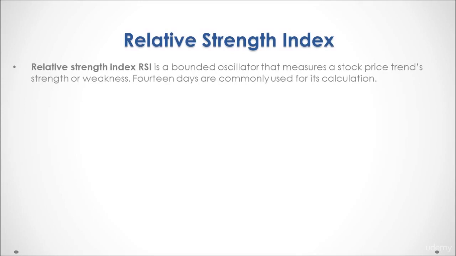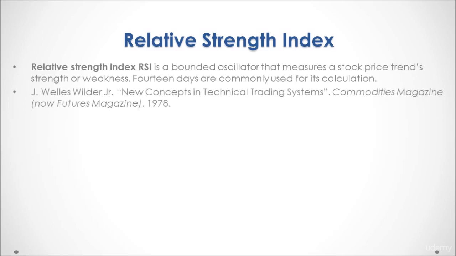Relative strength index is a bounded oscillator that measures a stock's price trend's strength or weakness. 14 days are commonly used for its calculation. For full reference, I recommend that you read Welles Wilder Jr., New Concepts in Technical Trading Systems, published by Commodities Magazine, now Futures Magazine, in 1978.